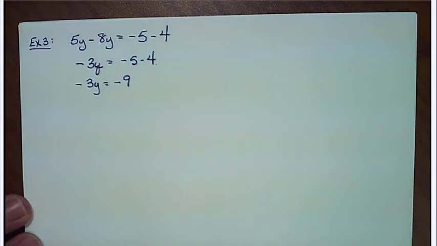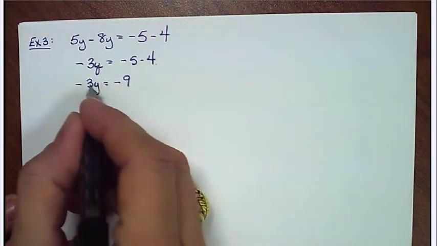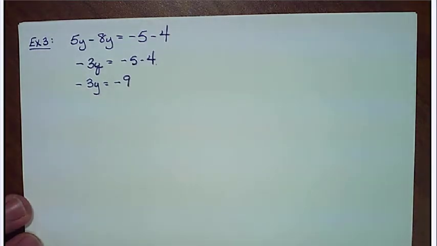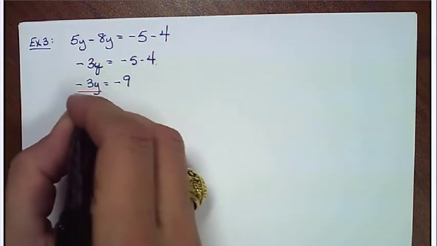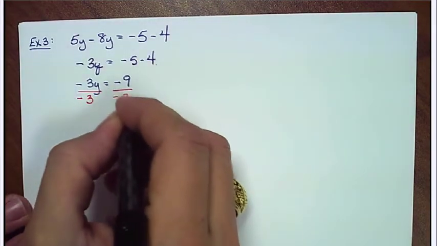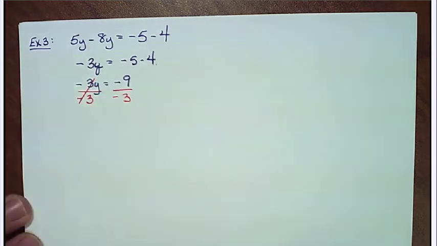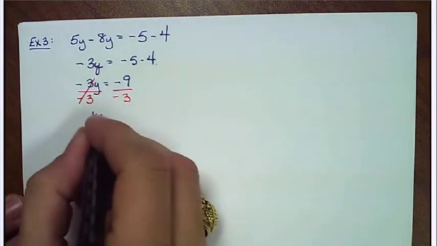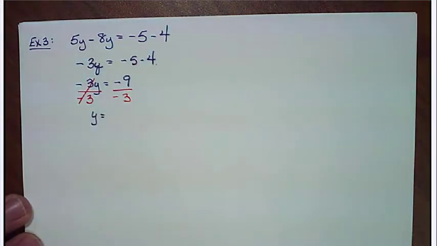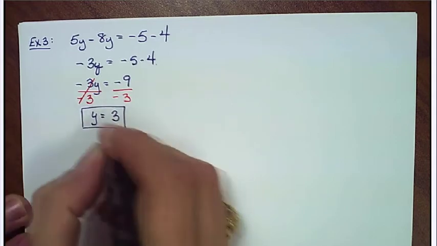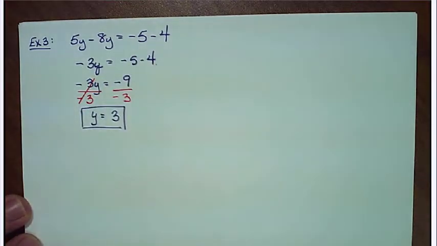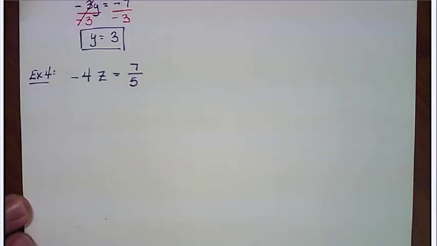Well, now we've got to divide. Again, the opposite of multiplication between negative 3 and y is division. So I divide by negative 3, remember it has to be exact. So my negative 3's cancel, leaving only y. And then I'm going to have negative 9 divided by negative 3. Well, 9 divided by 3 is 3. Negative divided by negative is a positive, so I'm simply left with y equals 3. This is going to be one of those that would be easy to check. Just plug in the 3 for the y's, and you'll be able to see that they equal the same thing. Okay, so now we're going to deal with some fractions.